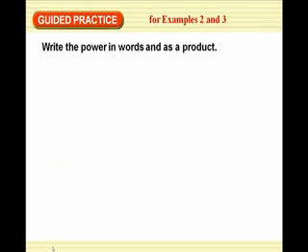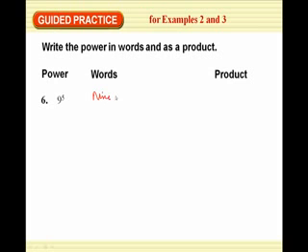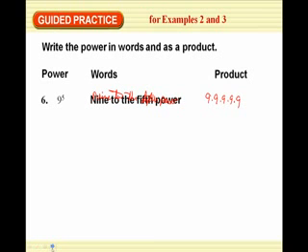Okay, guided practice going on. Write the power in words and as a product. So here's the power. So in words, that would be, let's see if I can write it, 9 to the 5th power. And my cursive is terrible, but it seems to write better that way. That's going to be 9 times 9 times 9 times 9 times 9. 5 of them. And I probably wrote right over where they'll put the answer, so I did.